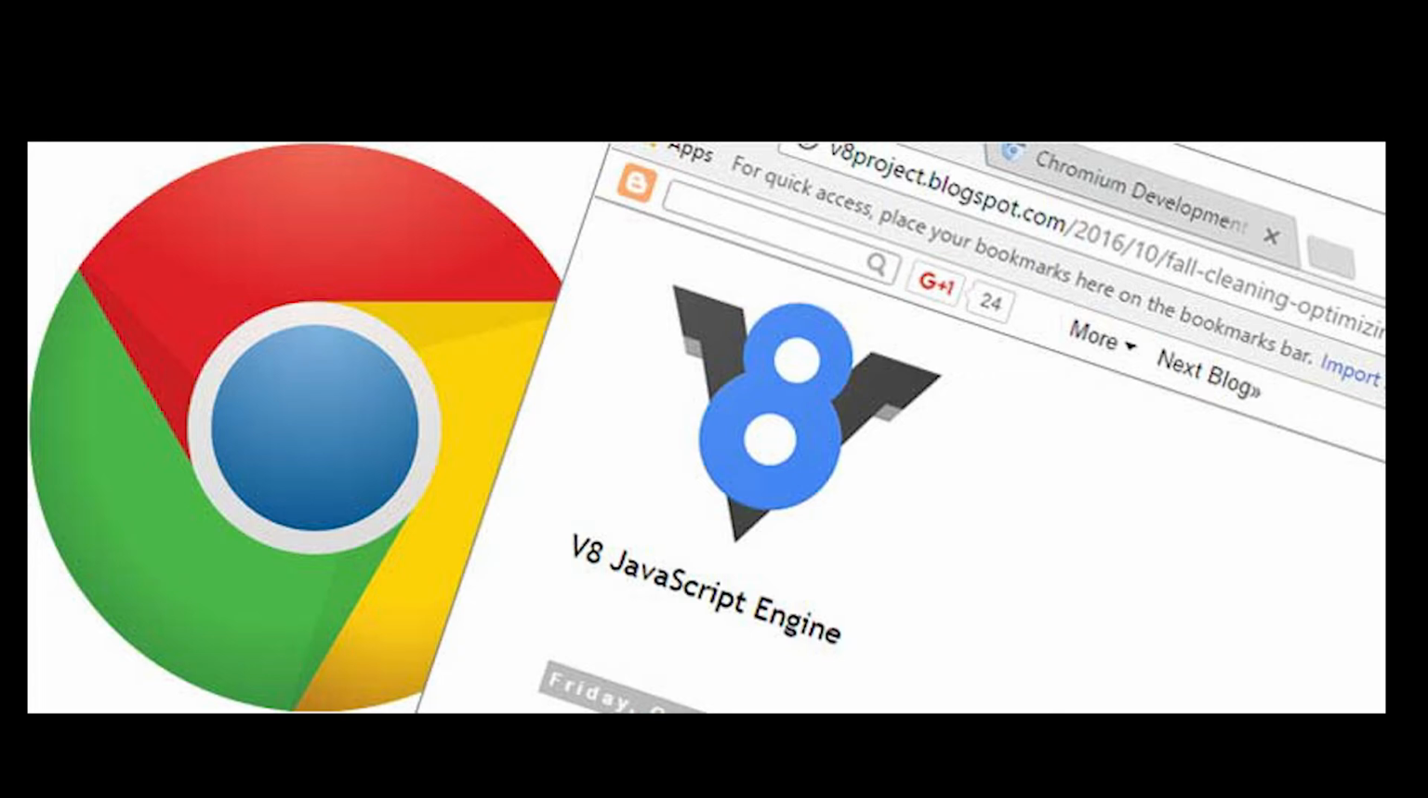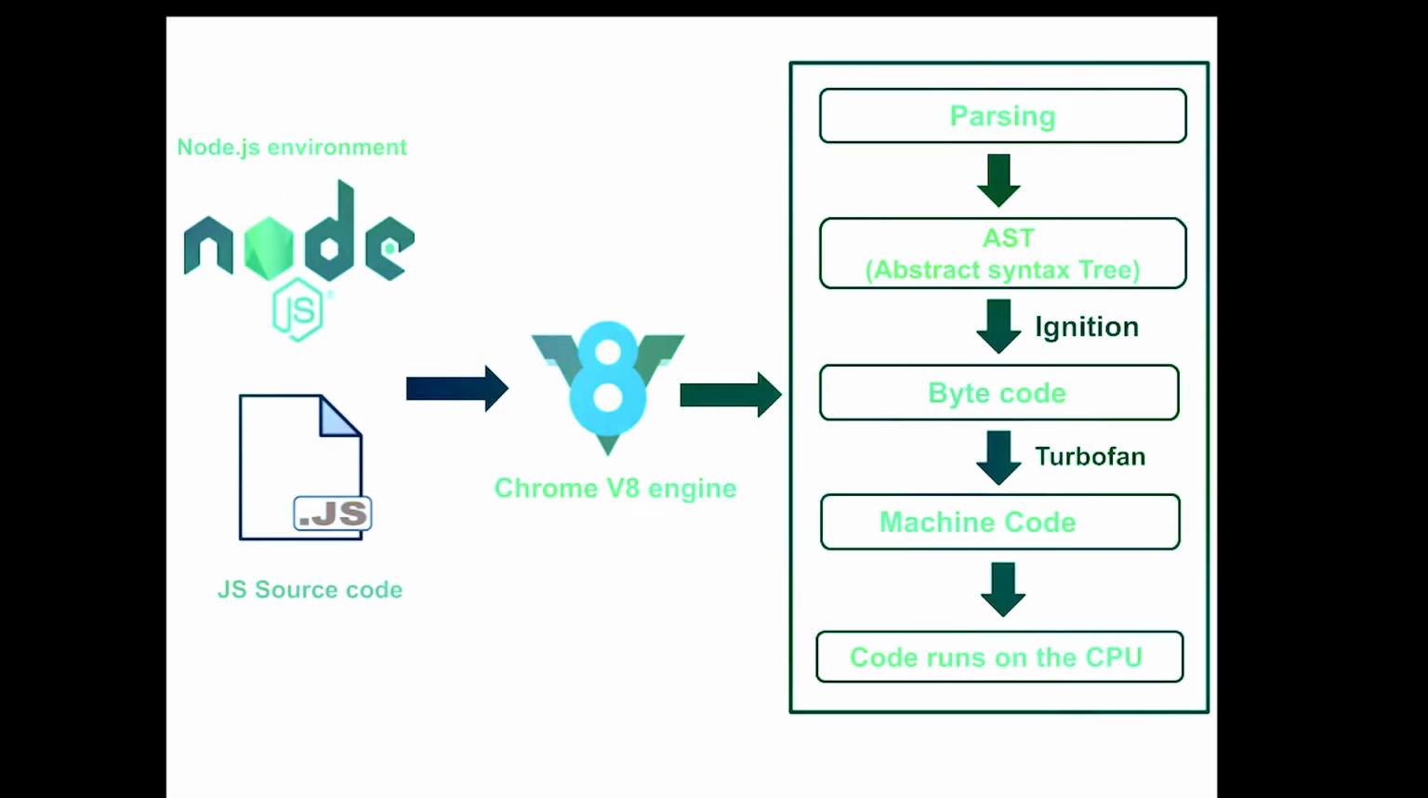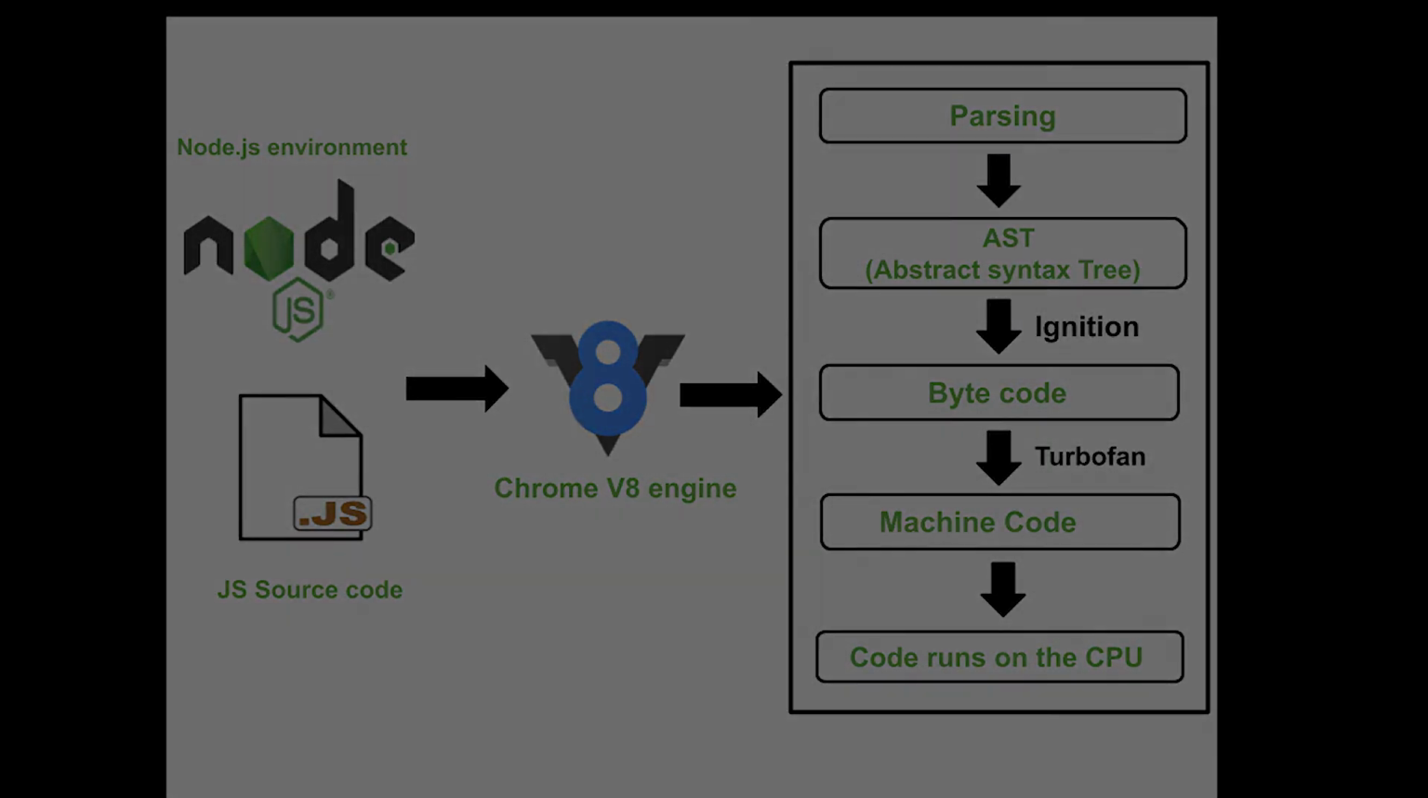I chose JavaScript because it's an interpreted language, and in particular we are going to focus on the V8 engine that powers both Node.js and of course Google Chrome or any other Chromium based browser engine. What we are going to do is create a simple JavaScript function, and then we will see how that is executed throughout the V8 engine.